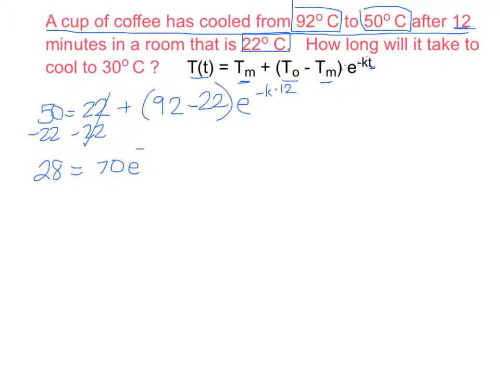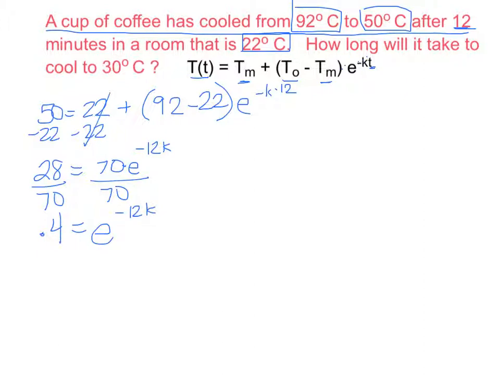And when I write this exponent, I usually like to put the coefficient first. Okay, I can undo this multiplication right here. Let's divide by 70. Okay, and then we'll probably go decimal here on this. And so I have 28 divided by 70. Gets me a 0.4. That came out nice. Okay, equals e to the negative 12k.